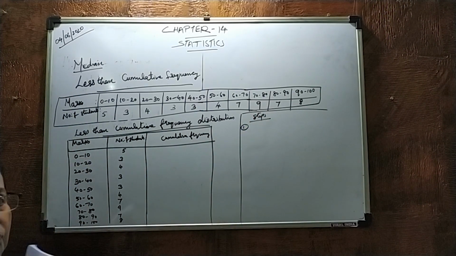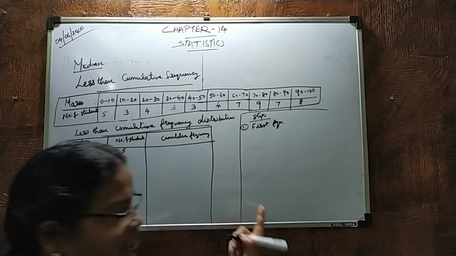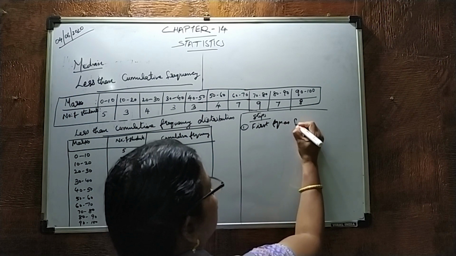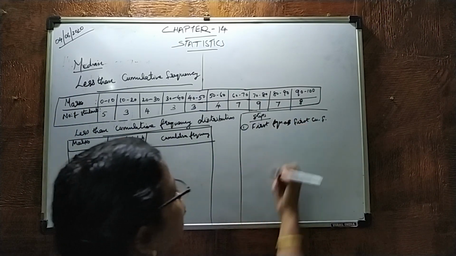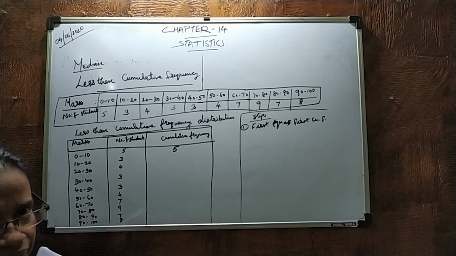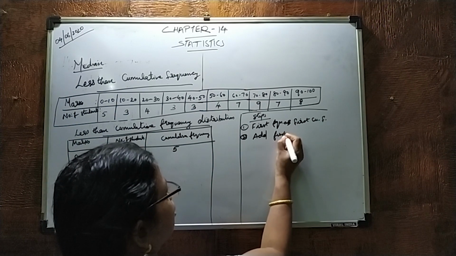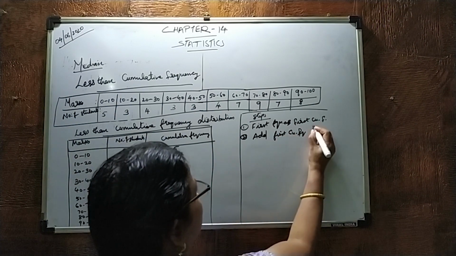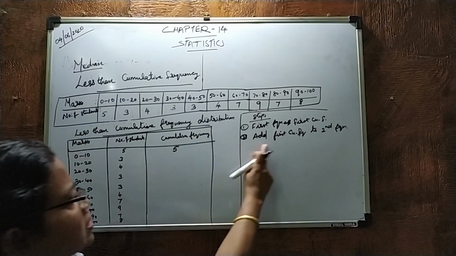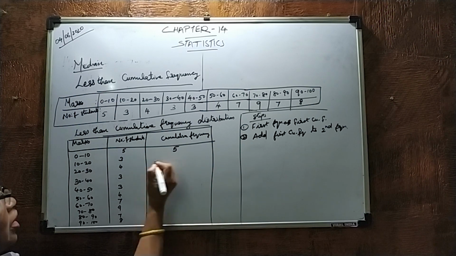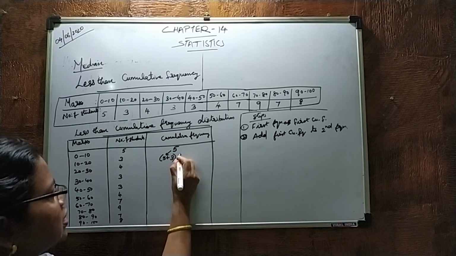Step 1: write the first frequency as the first cumulative frequency. I write the short form CF for cumulative frequency. So 5 will be 5 itself. Second, add the first cumulative frequency to the second frequency. That means 5 plus 3, and you will get the answer 8.